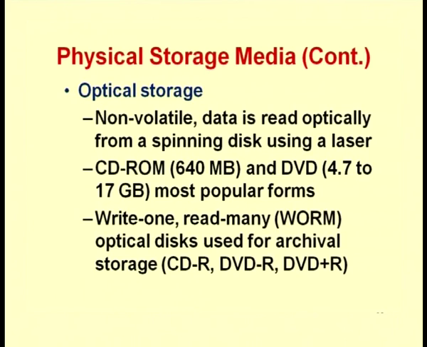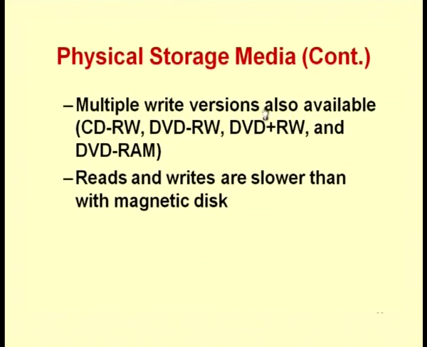So, that was the magnetic disk. Another type of very important storage is the optical storage. Again, it is non-volatile. Data is read optically instead of magnetically from a spinning disk using a laser. CD-ROM and DVD are the most popular forms, not as high capacity as magnetic disk. Write once, read many, or WORM, optical disks are used for archival storage when you want to store data. Multiple write versions are also available. Reads and writes are slower than the magnetic disk.